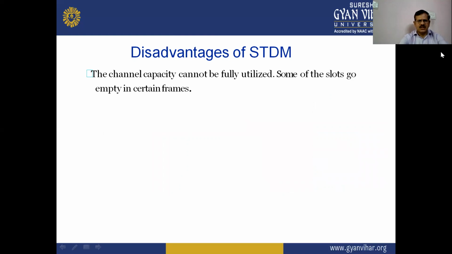So next, what is the disadvantage of synchronous TDM? In STDM, the channel capacity cannot be fully utilized. This is the disadvantage. The capacity cannot be fully utilized. Some of the slots go empty in certain frames. So this is the disadvantage of the STDM system.